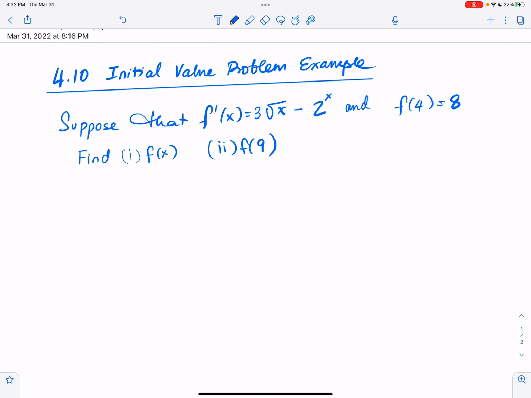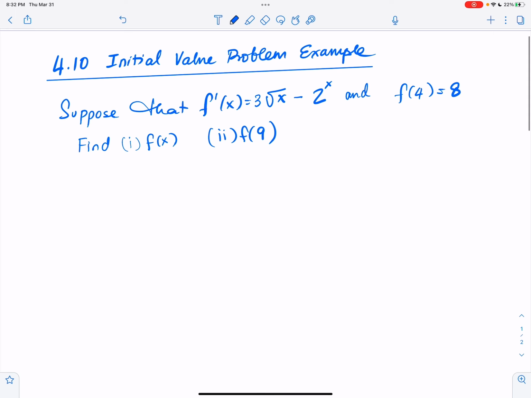Everyone, let's look at this initial value problem. It's from section 4.10. Not this exact example, but this is a topic from section 4.10. Okay, so let's look at this example.